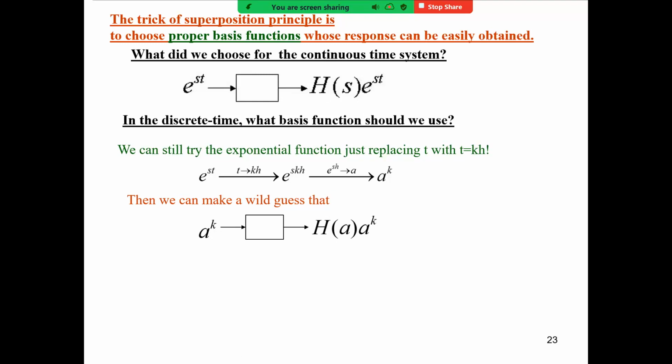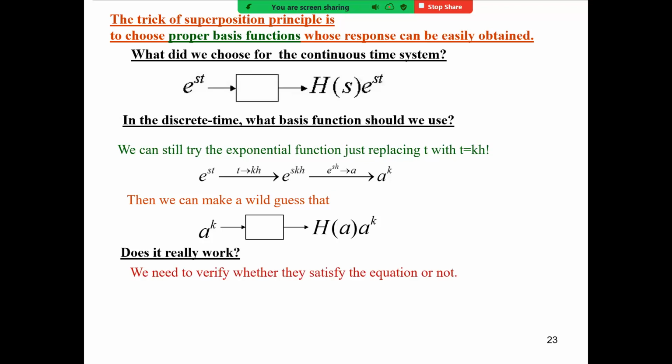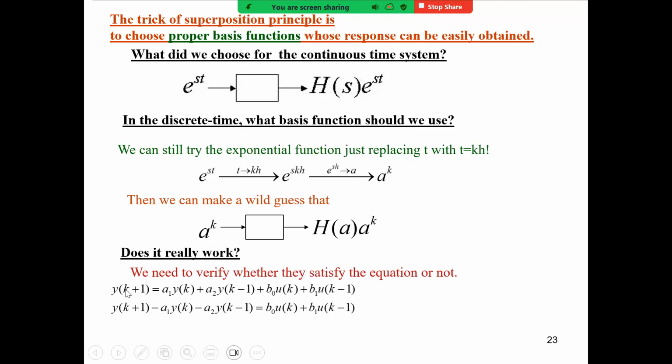We have to verify. Will that satisfy the equation? So let's verify that for this simple case, for this equation, which is a difference equation. Let's put the outputs on the left side and the inputs on the right side, and use this expression: the input expressed by a to the power of k, the output expressed by h of a times a to the k, and plug it in. So y at k is h of a times a to the k.